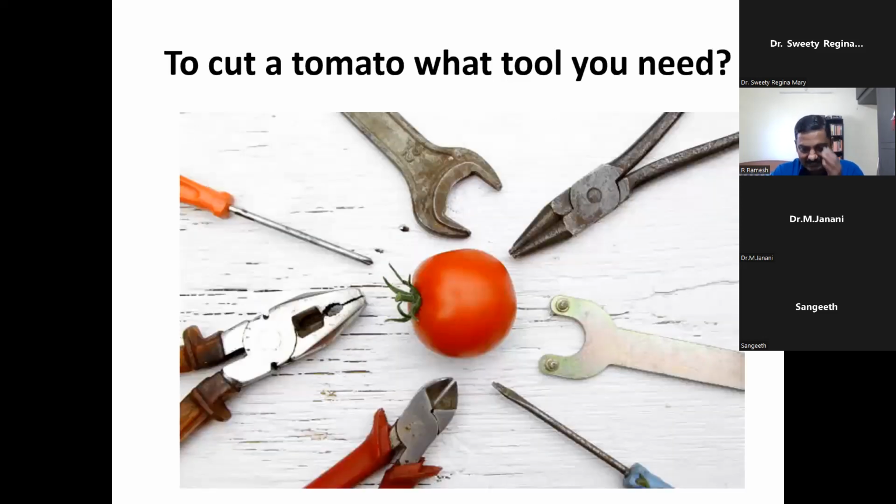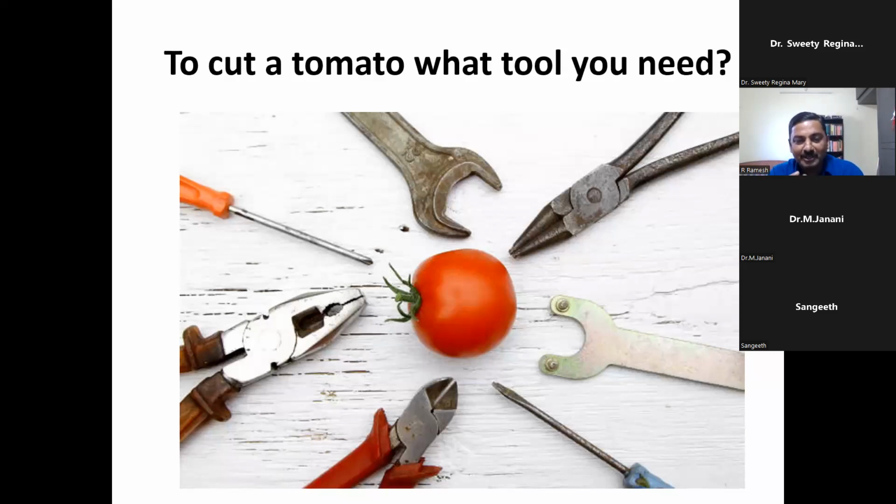As we saw, I call these nuts and bolts. You can take a look here. To cut a tomato, what tool do we need, and what tool are we using? This is a simple analogy for the need for the right tool, because we are often talking about research methodology, research methods, and research tools. This can sit clearly in your mind: when I have to cut a tomato, which of these tools will I use?